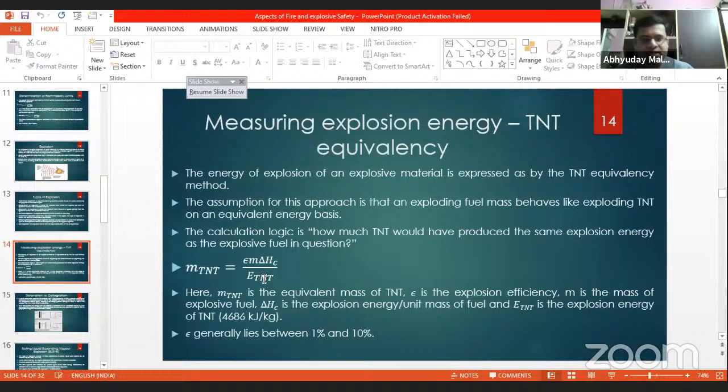Epsilon is a parameter here which signifies the efficiency of that explosion. And for explosions that happen in our industry, this epsilon value generally lies between 1% and 10%. So using this equation, you can calculate the equivalent mass of TNT that would have produced the same amount of energy as the explosion that occurred in your plant. This is how you can measure or quantify the energy released by an explosion.